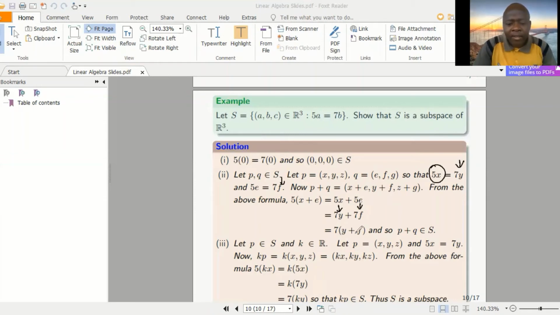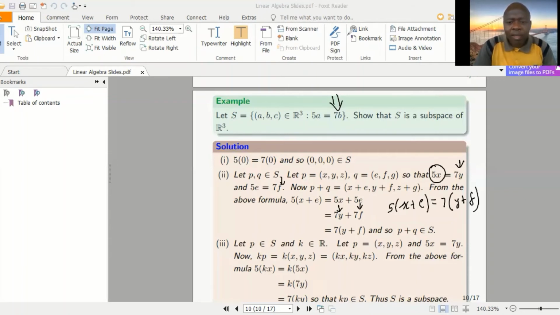I'll have y plus f. So what I've shown, therefore, is that 5 times the first element is equal to 7 times the second element. That is what I've shown, and that is the condition here. And this condition has been fulfilled: 5 times this first element gives 7 times this second element. And what this means, therefore, is that this sum of the two vectors is contained in S. So the second property has been satisfied.